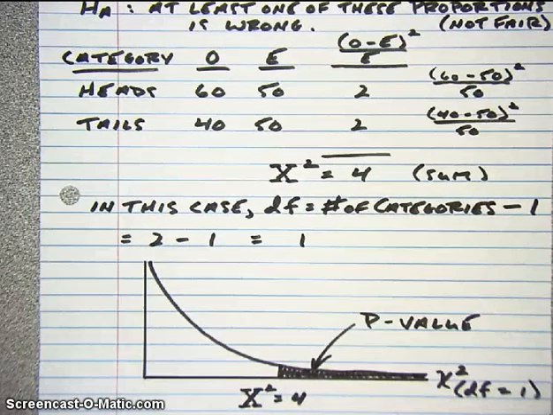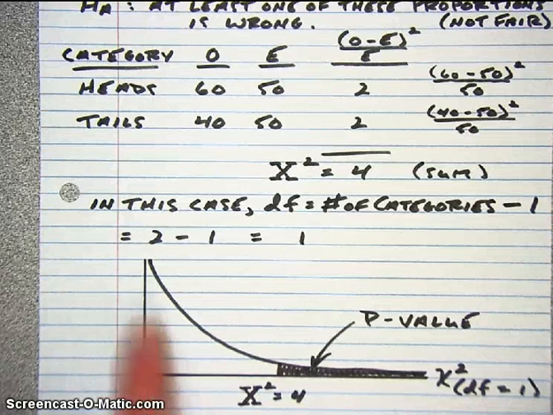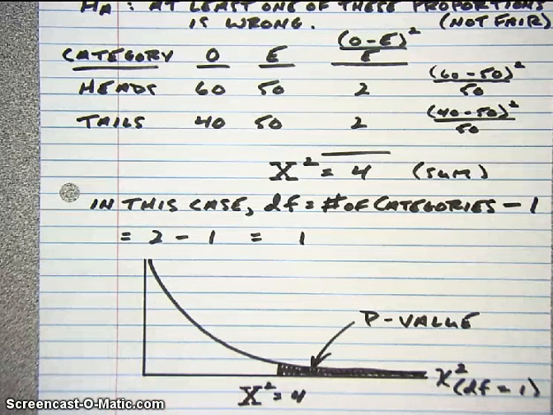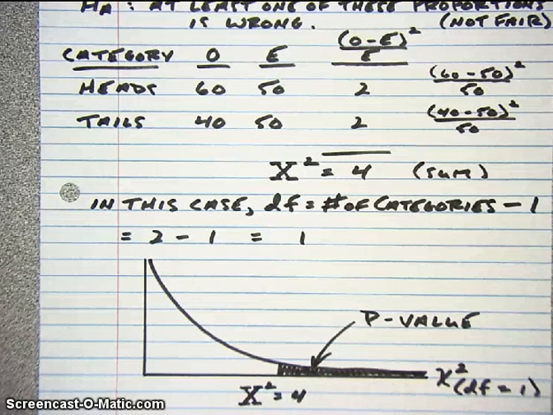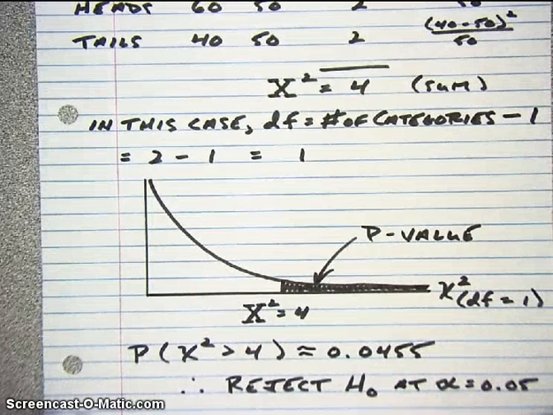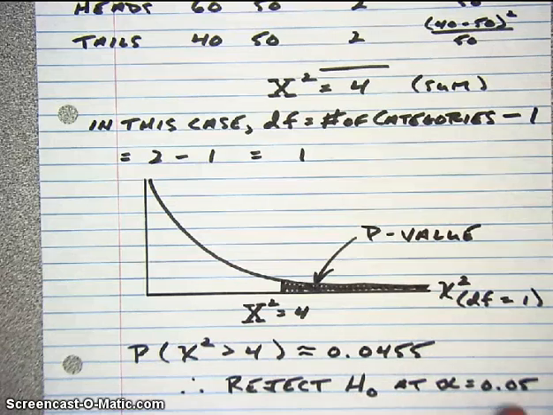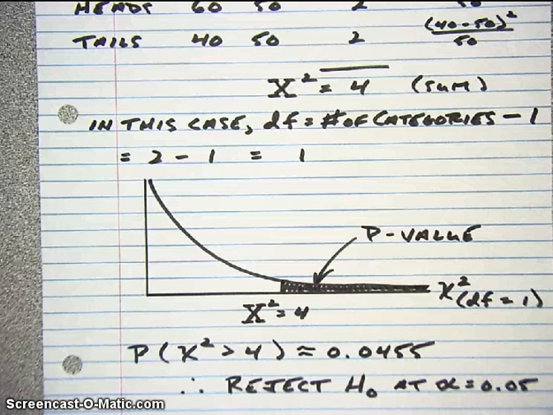Now, the chi-square distribution for 1 degree of freedom is very strongly right skewed, and it looks like this, asymptotic to the horizontal axis. If our chi-square statistic is 4, the area under that curve to the right of it would be our p-value, and we can find that p-value to be 0.0455, and that's smaller than an alpha level of 0.05, so we could reject our null hypothesis at an alpha of 0.05. If we require stronger proof and our alpha is 0.01, we would not be able to reject in that case.